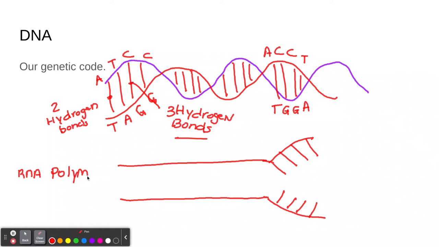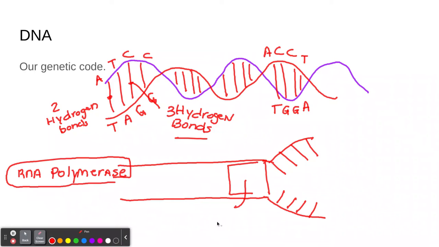RNA polymerase will basically attach itself to a promoter, and the promoter and the RNA polymerase will unwind the DNA, so it will code. So an RNA molecule is formed, and then it will code it. So let's look at how it does that.